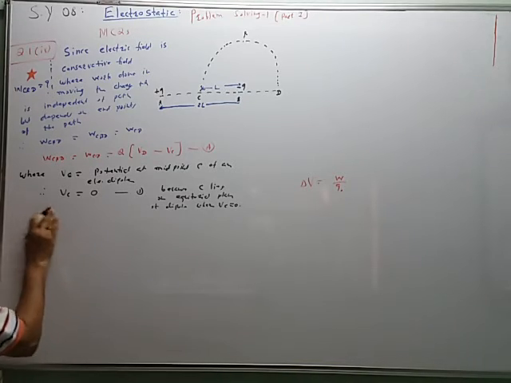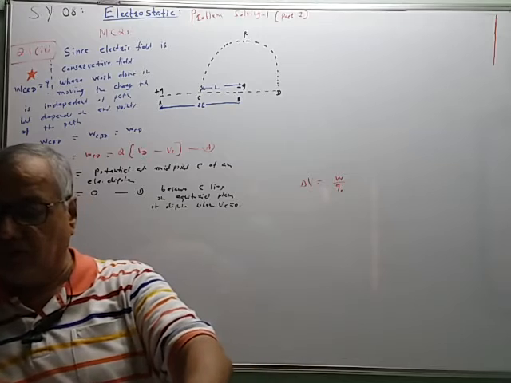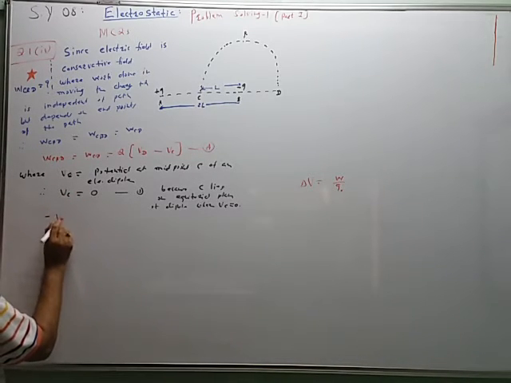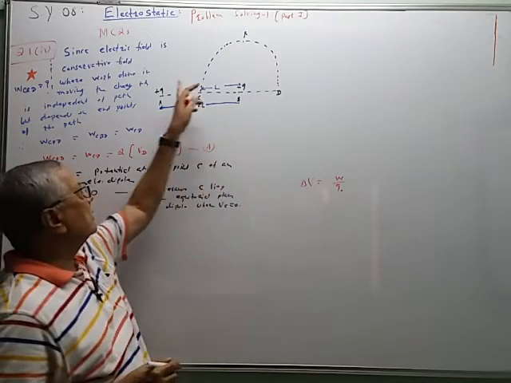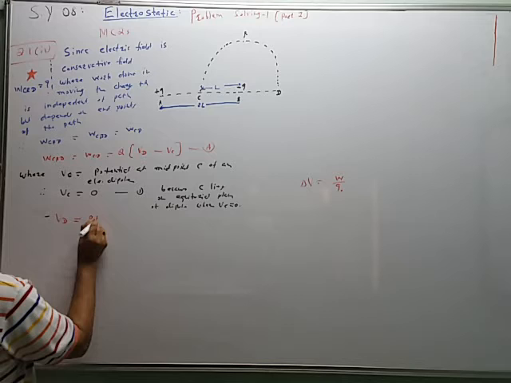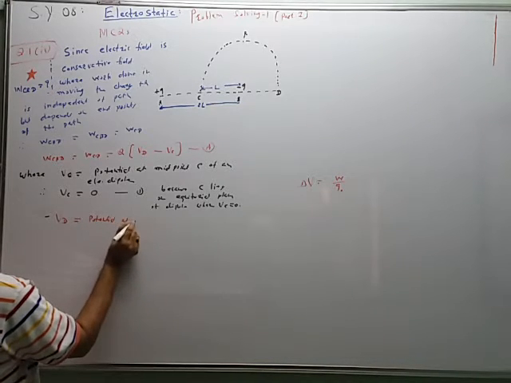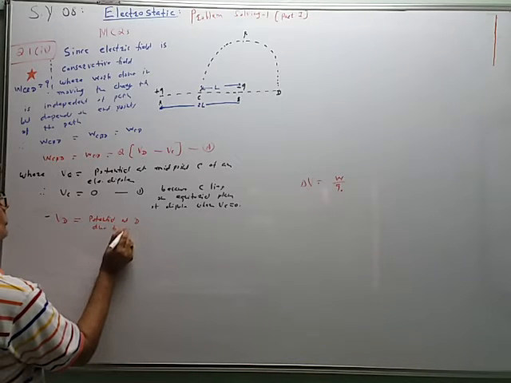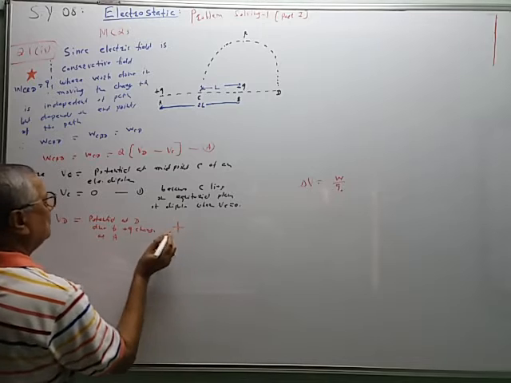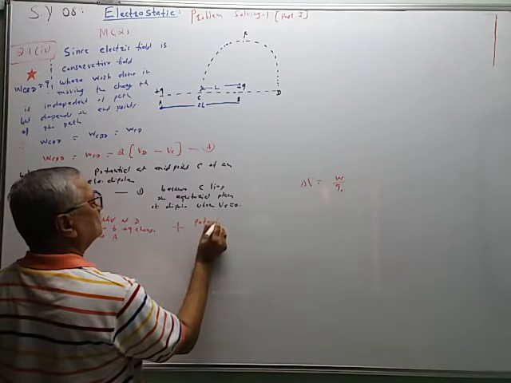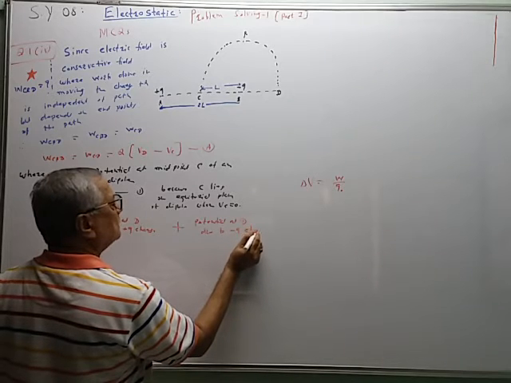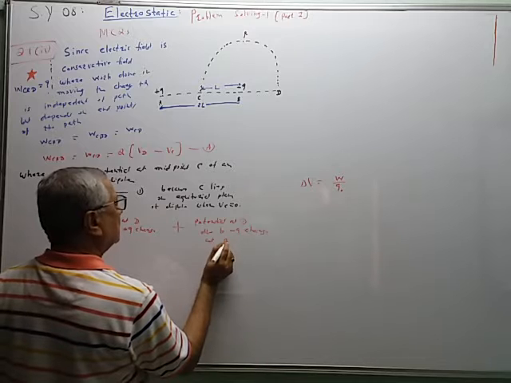Vd is equal to. Now at point D there are two potentials: one potential due to the plus Q charge, and the other potential due to the minus Q charge. So the potential at D due to plus Q charge at A, plus the potential at D due to minus Q charge at B.